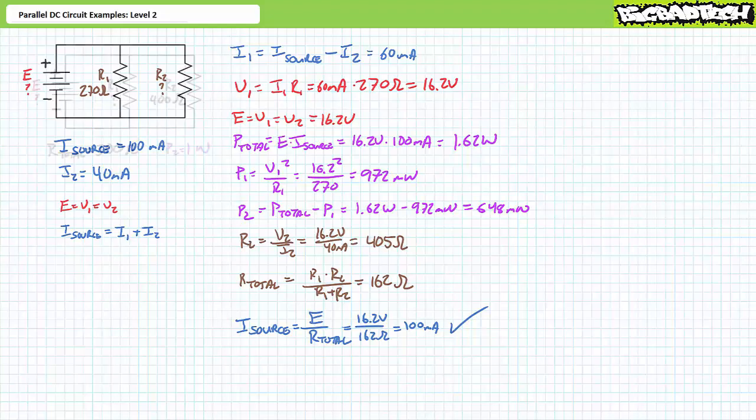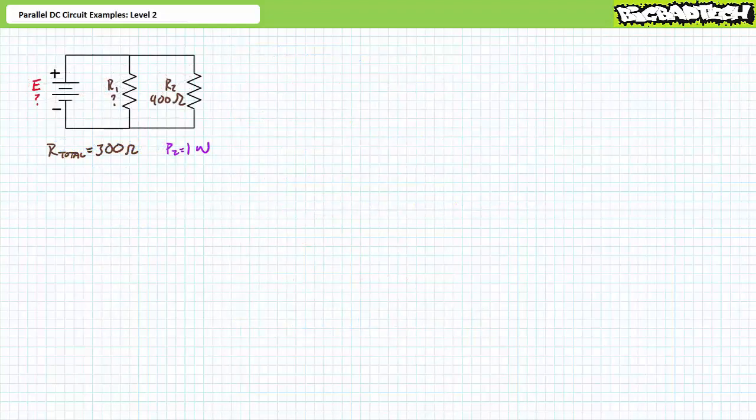illustrated example. Our next illustrated example features an unknown voltage source providing power to a parallel combination of R1, an unknown resistor, and R2, a 400 ohm resistor. It is additionally known that the total resistance seen by the source is 300 ohms, and the power dissipated by the second component is 1 watt.